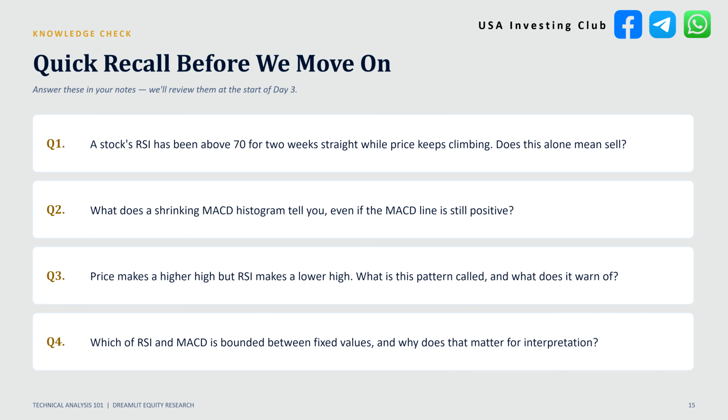Before we close out today, four questions for you to work through in your own notes. We'll review all 4 together at the start of day 3. Question 1. A stock's RSI has been above 70 for 2 weeks straight while price keeps climbing. Does that alone mean sell?